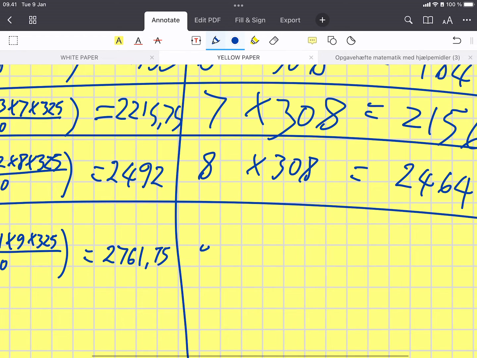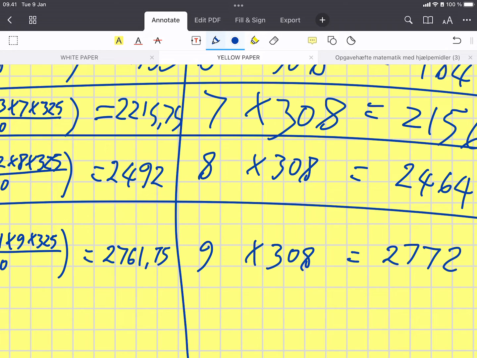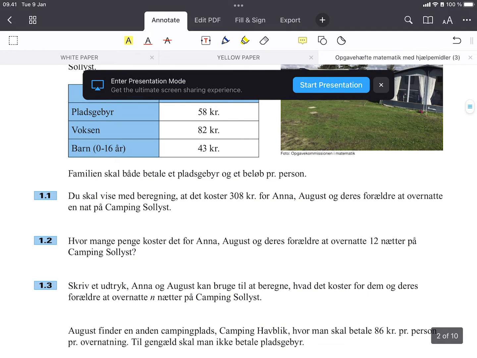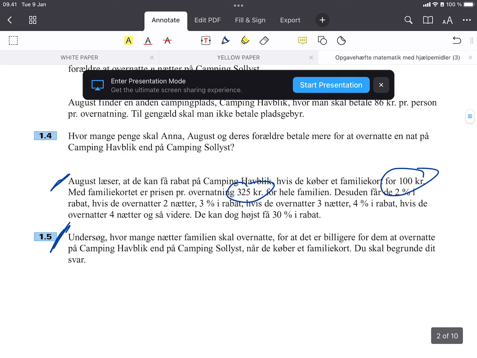Whereas 9 times 308 is, I can do that in my head, 2772. It costs more. So it's 9 nights where it starts to get cheaper. So let's start setting that out on my white paper. Let's just have a look at what the question demands. So it says, investigate how many nights the family needs to overnight for it to be cheaper at Camping Haublik.